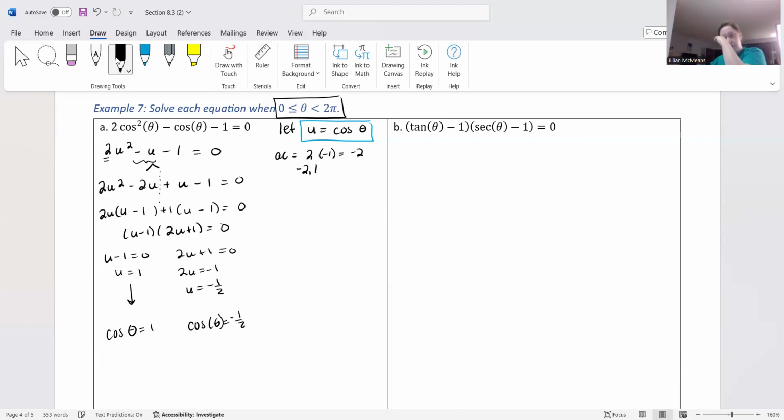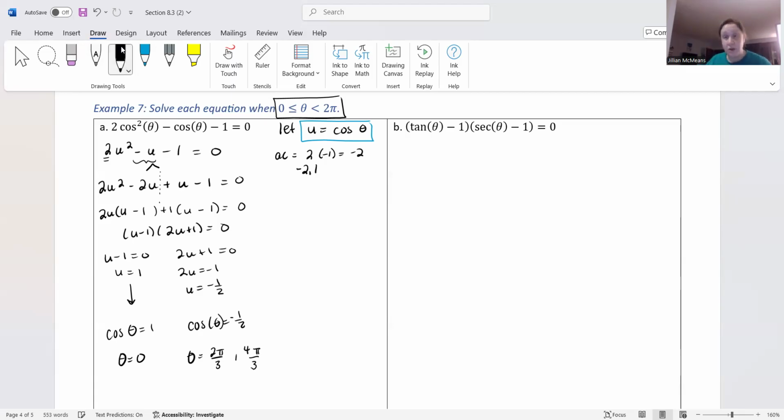Okay? So we need to think of what values for theta give us a cosine ratio of exactly 1. Well, cosine equals exactly 1 when theta equals 0 radians. And then we have to ask ourselves, where is cosine equal to -1/2? So what values of theta give us a cosine ratio of -1/2? And that happens at theta equals 2 pi over 3. Hold on, I don't know why I put a 4 there. So a 3, and then 4 pi over 3.